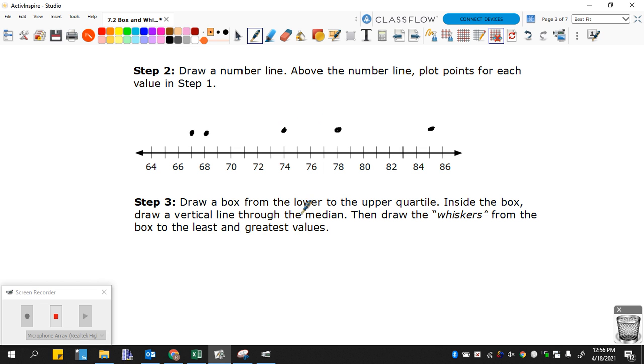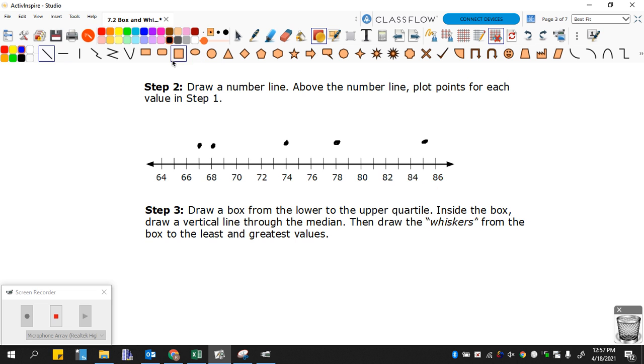Now it says draw a box from the lower quartile to the upper quartile. Inside the box, draw a line at the median. Let's do the box first. I draw a box from the lower quartile to the upper quartile, and the upper quartile is right here, 78.